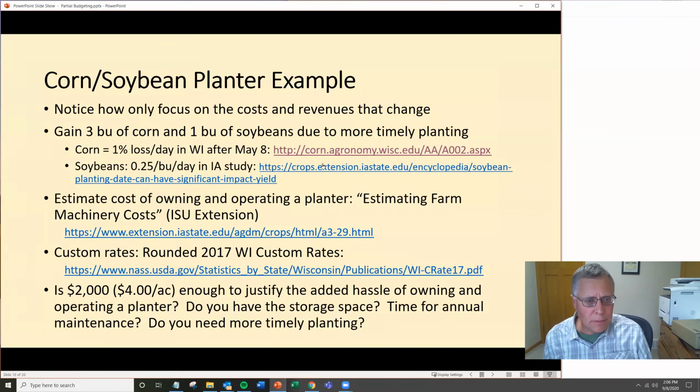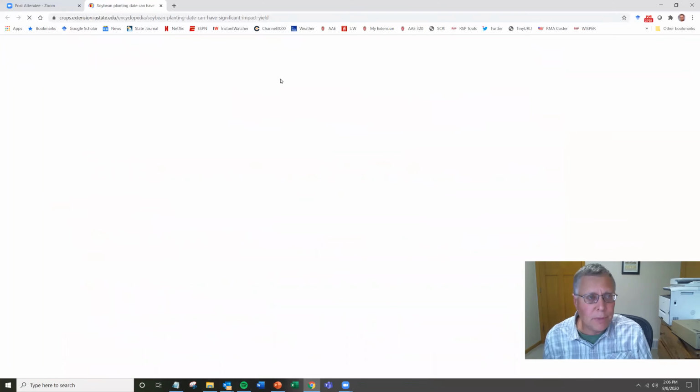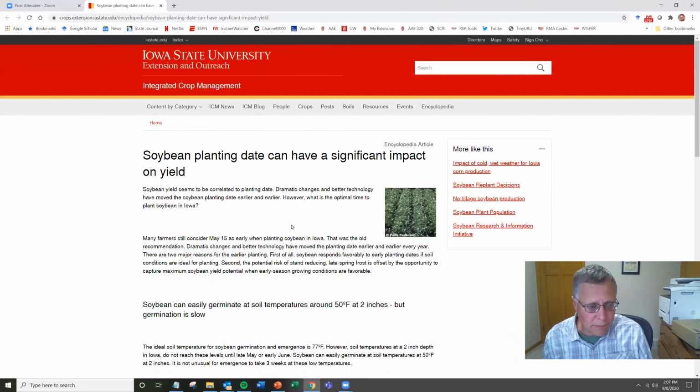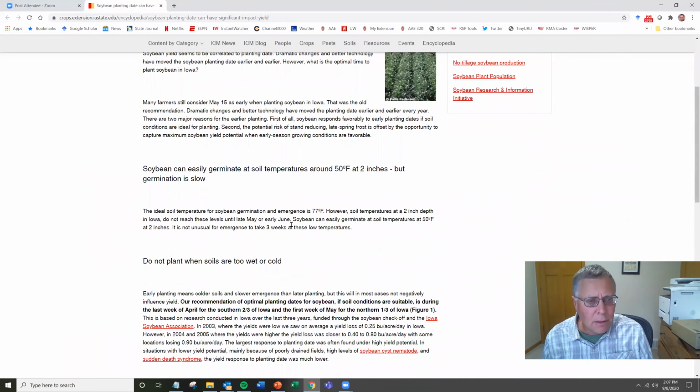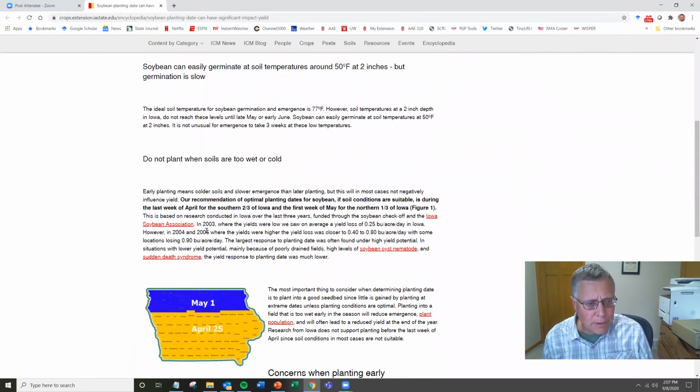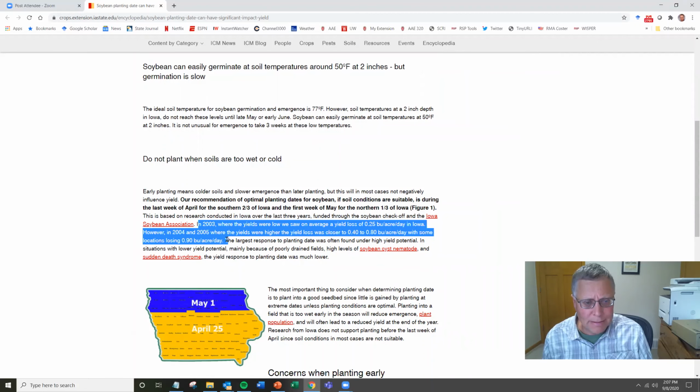Looking here at another, you can go at this Iowa State one. That's another example of a research article I found, or it's an extension paper really, from the Soybean Agronomy Group. But here is a study done in 2003, 4, and 5, and they're looking at this late planting of soybeans in Iowa. They're talking 1/4 bushel per day per acre in Iowa in 2003, but the ranges were substantially greater than that, from 0.4 to 0.8, in some locations as high as 9.9 bushels per acre per day.